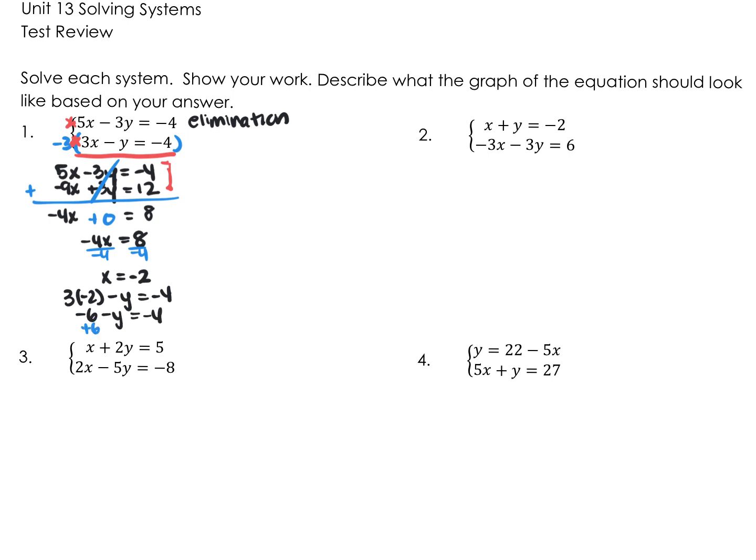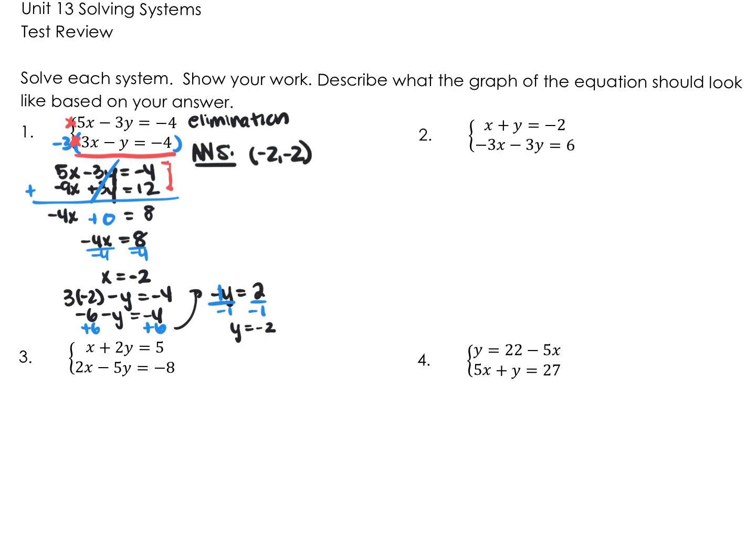We'll add 6 to both sides, and that will give us -y is equal to 2. There's a little invisible 1 here in the front, so we'll divide both sides by -1, and we get y is equal to -2. So our answer here is going to be the coordinate point -2, -2.